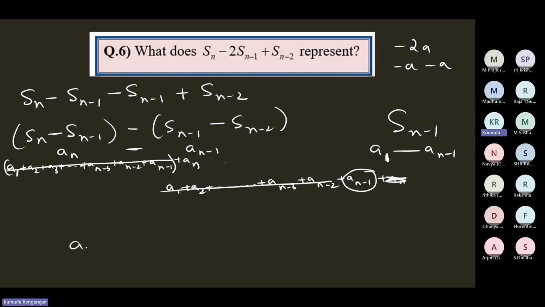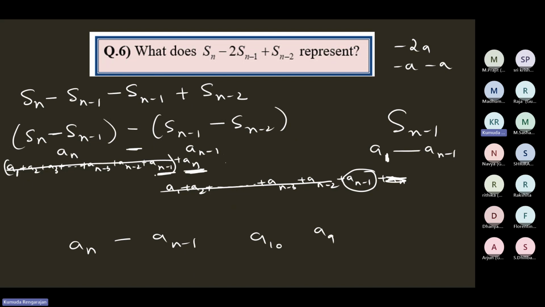Now what is An? It's a particular term of the AP. And what is An minus 1? It's the preceding term, the earlier term. Like if you have A10, then An minus 1 is A9. This is a particular term and this is its preceding term. See here, we have An here, and before that we have An minus 1.